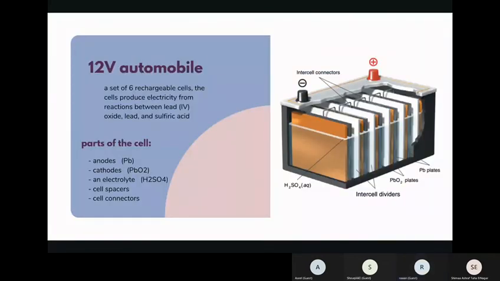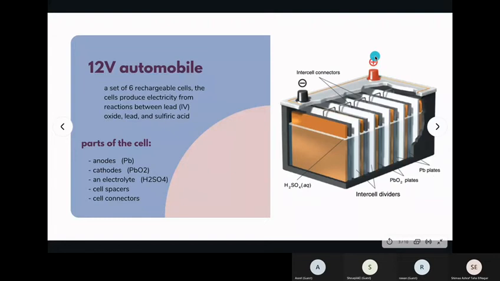The standard 12V automobile battery has a set of 6 rechargeable cells. The cells produce electricity from the reaction between lead oxide, lead, and sulfuric acid. Here, as you can see, are the parts of the cell. Here is the lead, which is the anode. We have the cathode, which is lead oxide. There is the electrolyte, which is sulfuric acid, and then lead spacers and lead connectors.